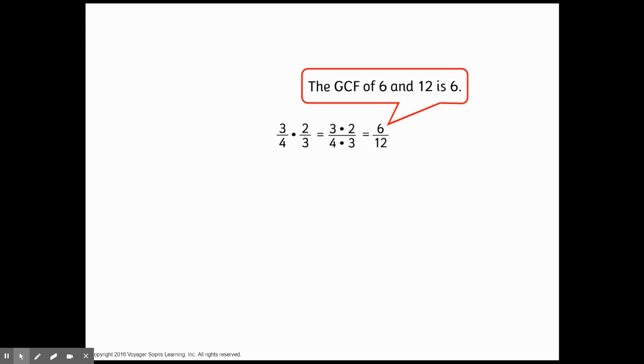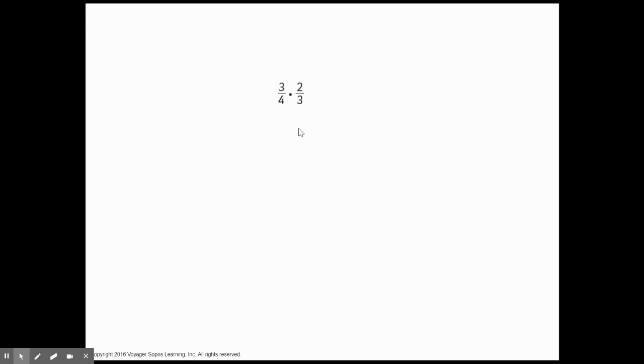We pull out a 6 from the numerator and the denominator. We know that 1/2 will complete this statement since 1 times 6 is 6 and 2 times 6 is 12. The simplified answer is 1/2. In this example, we multiplied and simplified our answer using the GCF. In the next example, we will use the commutative property to help us simplify the answer.